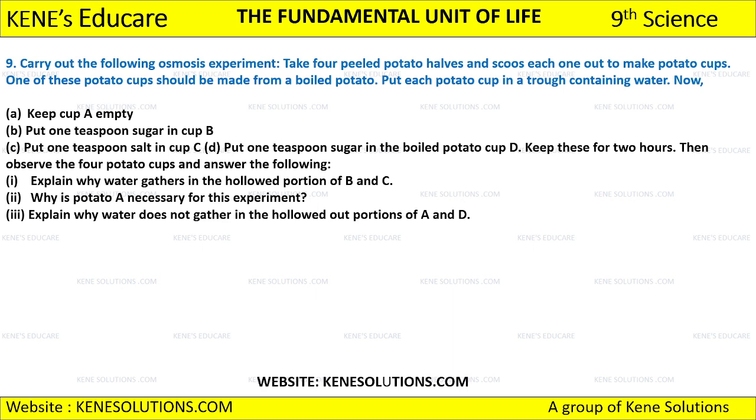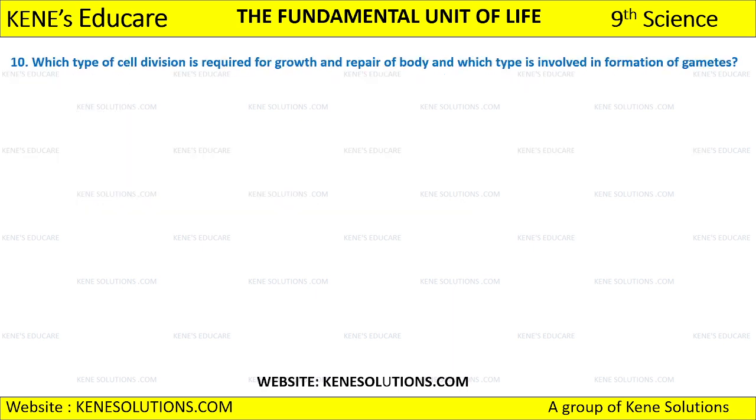I hope everyone has understood what exactly happened over here. Now, after this, the 10th question that we have is, which type of cell division is required for growth and repair of the body, and which type is involved in the formation of gametes? We know there are two types of cell division, right? One is mitosis and the other one is meiosis. Mitosis is involved in the growth and repair of the body, whereas meiosis is a type of cell division which results in the formation of gametes.